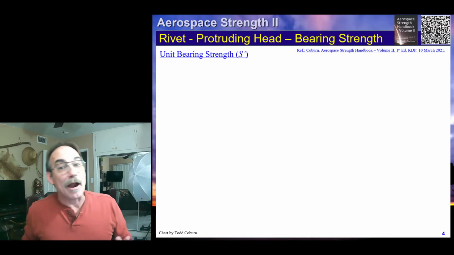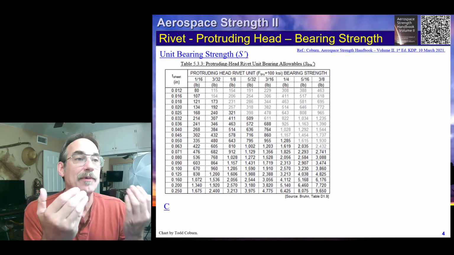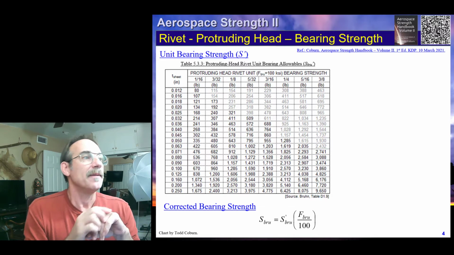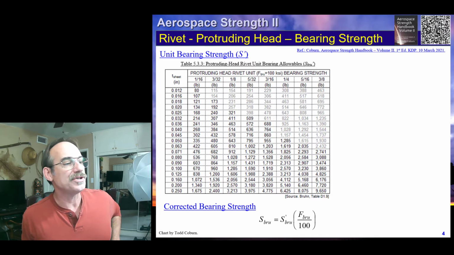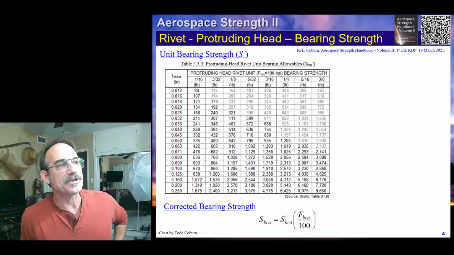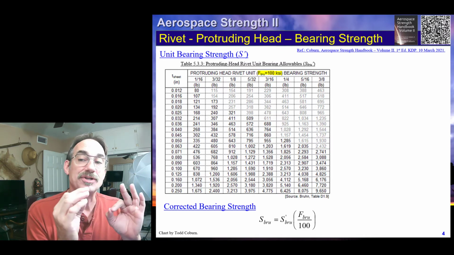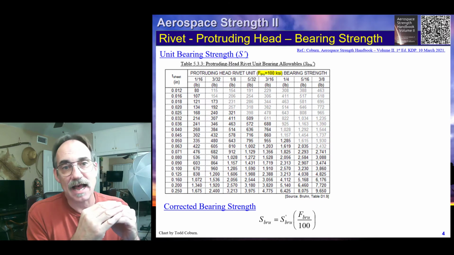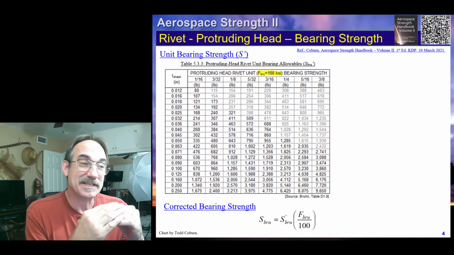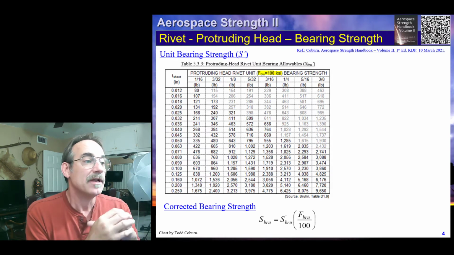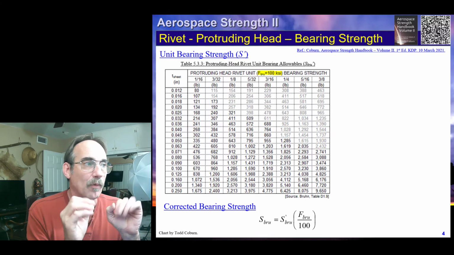Okay, next, bearing strength. When we have a protruding head rivet, we can use this table to get the bearing strength. Basically what we will do, these values, these are called unit bearing strengths. And what that means is this is the bearing strength that we would see if our sheet materials that are attached together have a bearing allowable of 100 KSI. Now most rivets in aluminum, the aluminum has a higher bearing strength than that, so we'll end up factoring that number up.